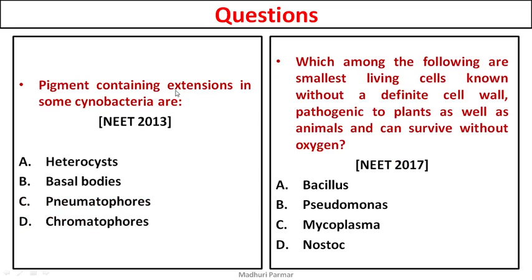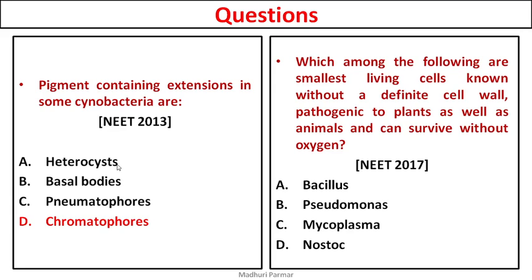Pigment containing extension in some cyanobacteria are. So in some cyanobacteria, there are pigment containing structures. These structures are heterocyst, basal bodies, pneumatophores or chromatophores. The answer is chromatophores. Chroma means color or pigment. So from the name itself, you should be able to tell.